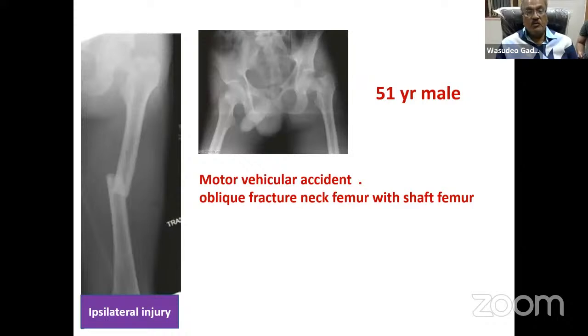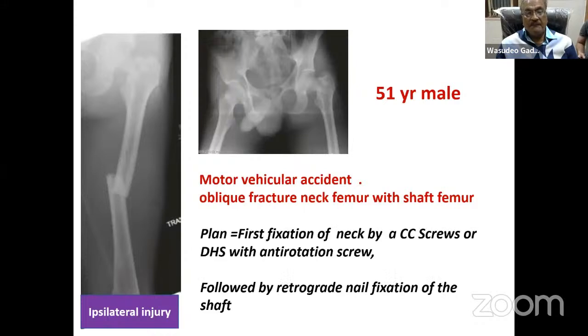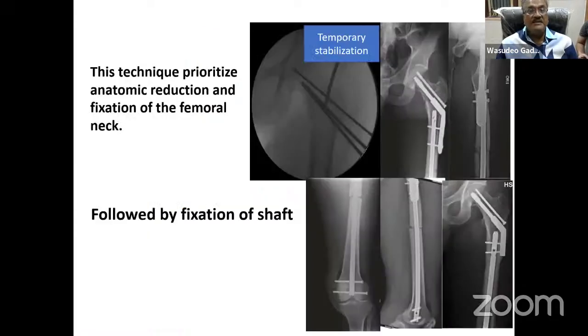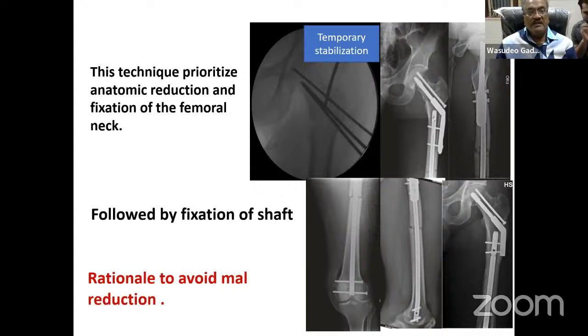A 51-year-old male, motor vehicle accident, oblique femoral neck fracture with a shaft fracture. The plan was first fixation of the neck by CC screw or DHS with an anti-rotation screw, followed by retrograde nail fixation of the shaft. That was the planning that was done. Ultimately, this technique prioritizes anatomical reduction and fixation of the femoral neck, temporary stabilization, followed by fixation of the shaft, and then supplemented with the DHS and additional screw technique.